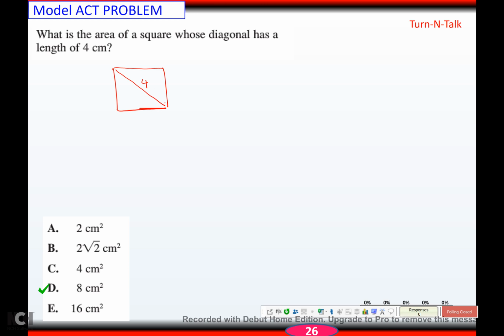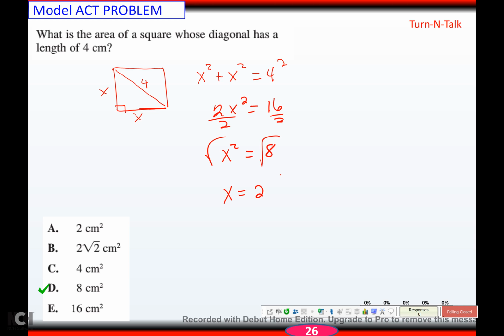Well, if that's a square, you know sides are equal. That makes a right angle, so Pythagorean theorem would say x squared plus leg squared equals hypotenuse squared. So I get 2x squared equals 16, divide by 2. I get x squared equals 8. Square root, I get x equals the square root of 8. You could simplify it, but if I just leave it, that means each side is the square root of 8.